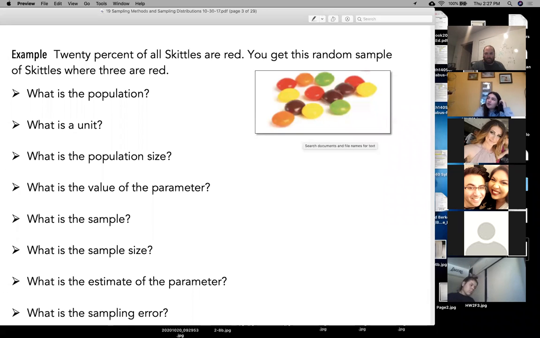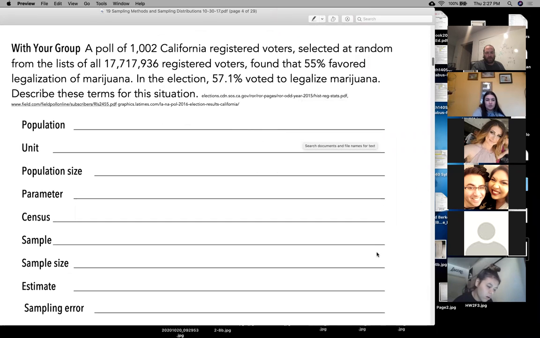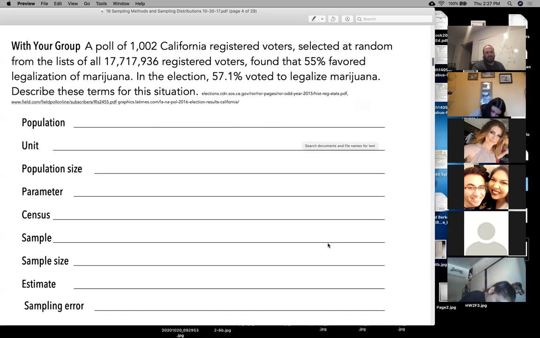Okay. When we subtract, we get 0.03. Would that be the sample error? That would be the sample error. That's correct. So let's fill out this one.